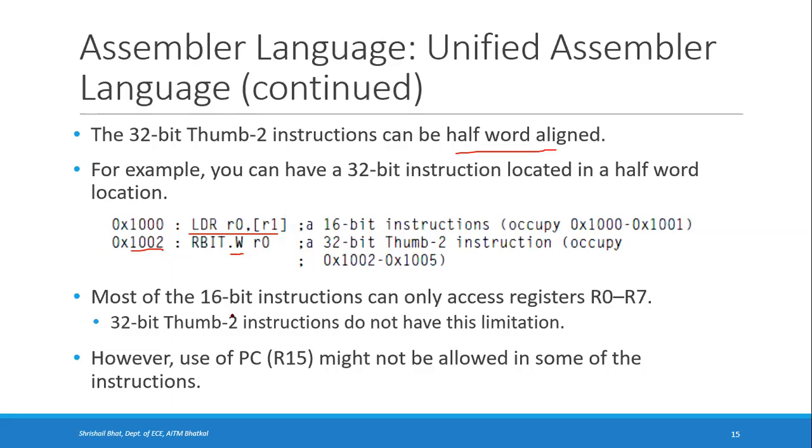Apart from this, most of the 16-bit instructions have a limitation. We have seen R0 to R7 are the low registers. Most 16-bit instructions can access only R0 to R7, whereas 32-bit Thumb-2 instructions can access all the registers, R0 to R12. R13 is the stack pointer, R14 is the link register, R15 is the program counter. However, use of the PC, that is R15, might not be allowed in some instructions. Even with 32-bit instructions, some cannot access the program counter.